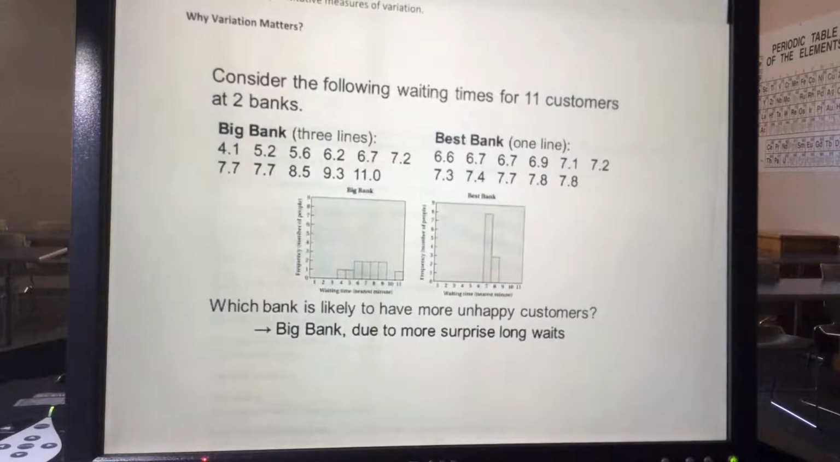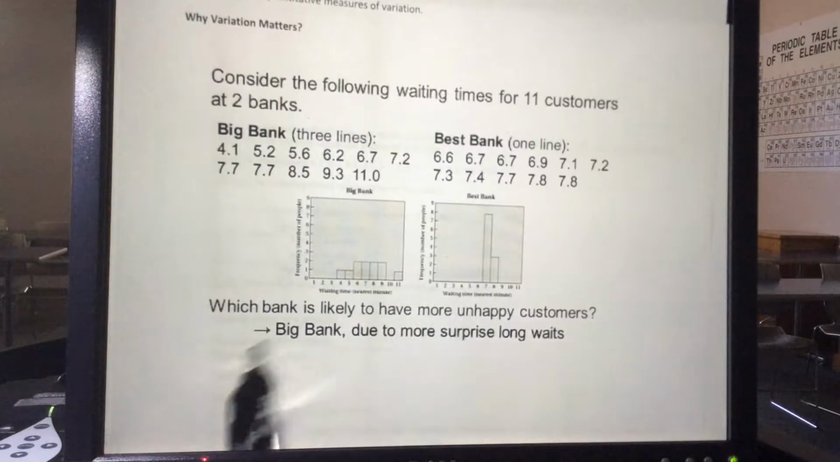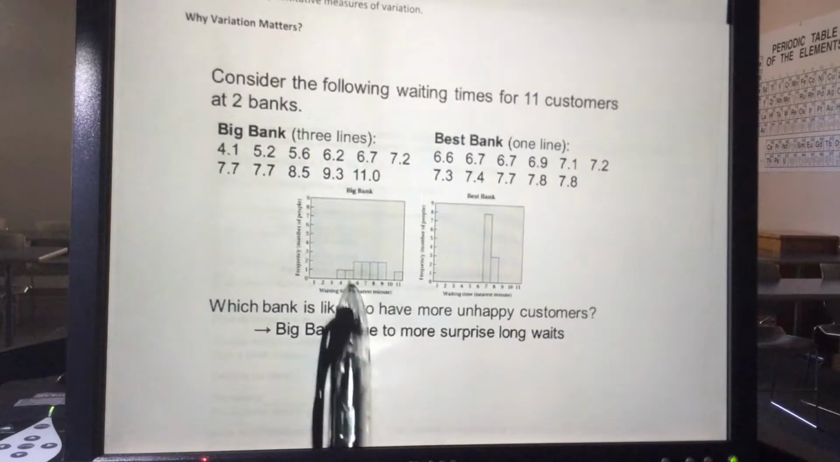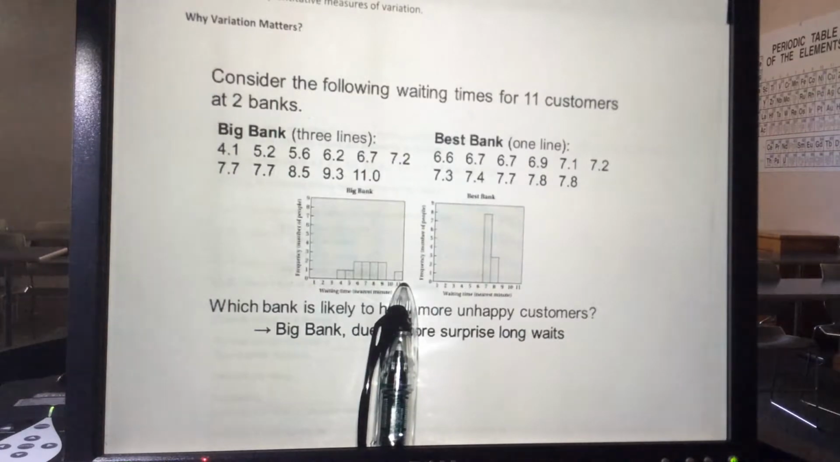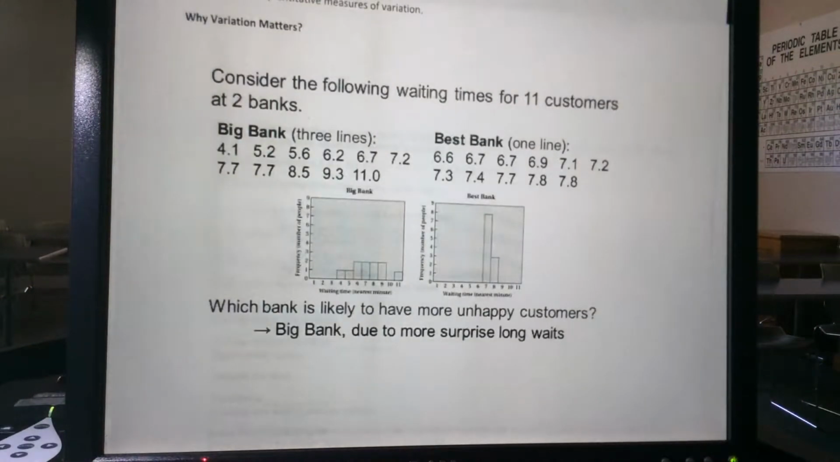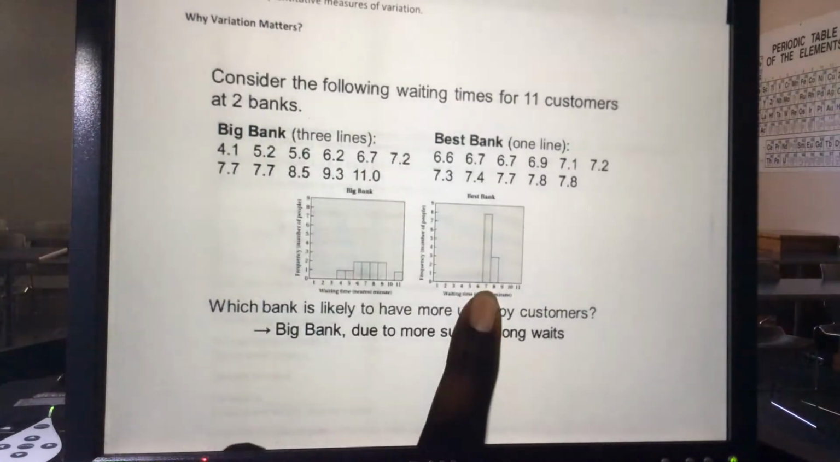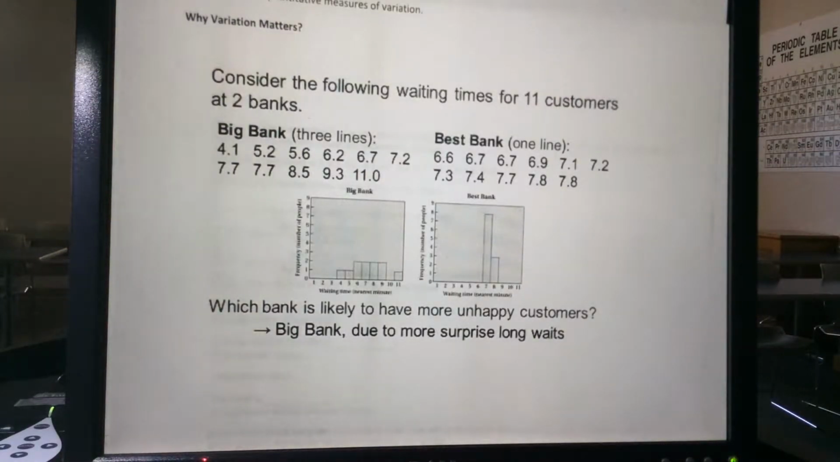In this case, if you look at these 2 histograms here, you'll see that Big Bank will have more unhappy customers, because with 3 lines, you can see there's more long waits there. But with the Best Bank, there's only 2 cases where you have long waiting times. So Big Bank will be more likely to have unhappy customers.